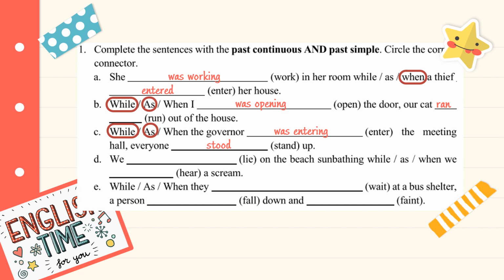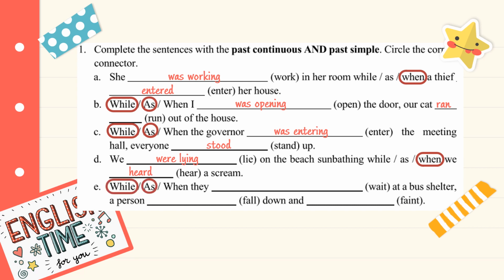D. We were lying on the beach sunbathing when we heard a scream. Very good, grade 5. Now E.